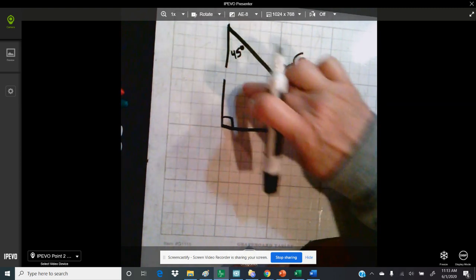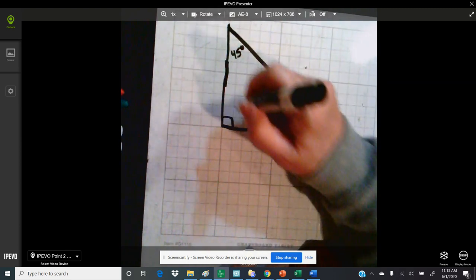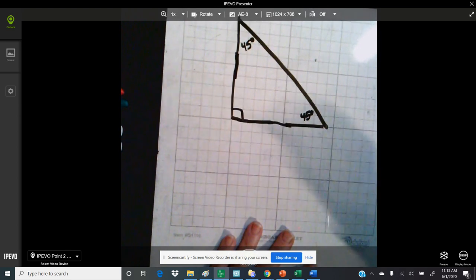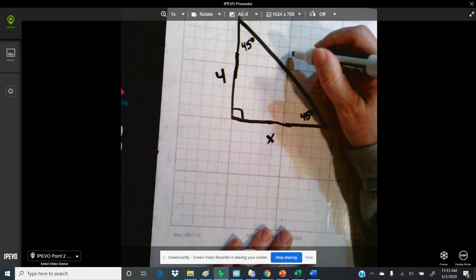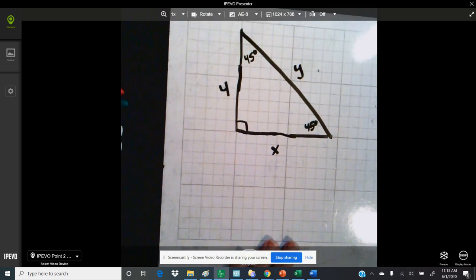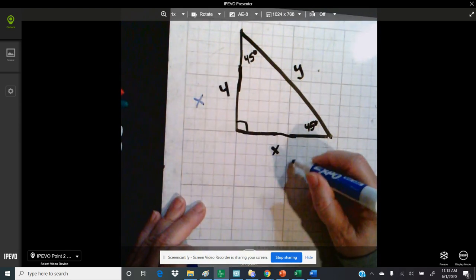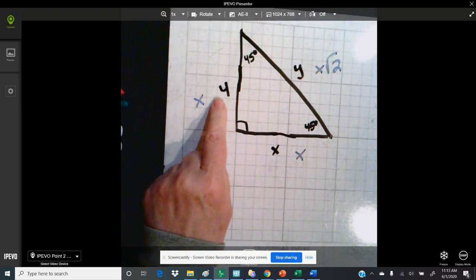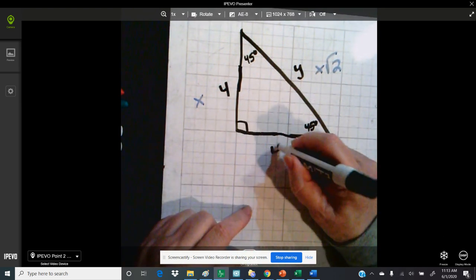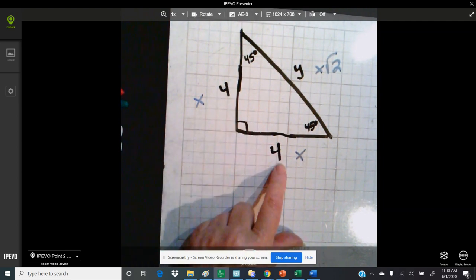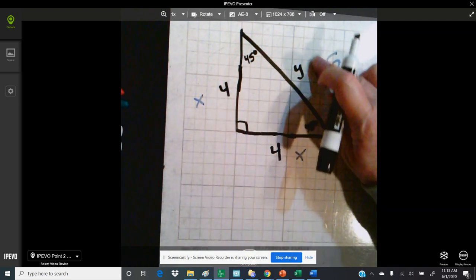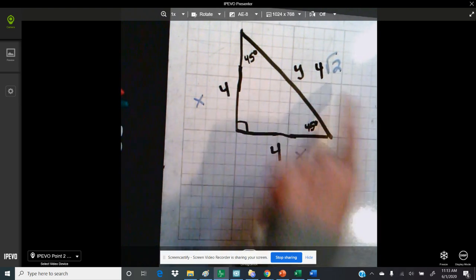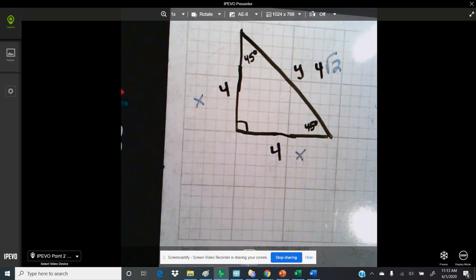So let's take a look at this. Let's say we have a triangle. You're told that it's 45, 45, 90, and this side is 4. They want you to find side X and side Y. If you remember the pattern, if this side is X, this side is also X, and this side is X times the square root of 2. So if this side is 4, this side also has to be 4, which means my X value is 4. So I just put a 4 here, and I know my hypotenuse is 4 times the square root of 2. Let's do another one.